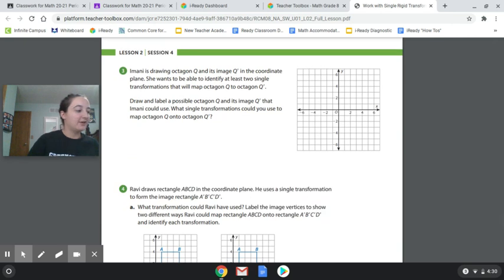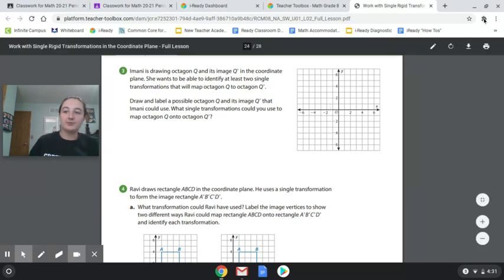So now we are on page 38. So we see that Mani is drawing an octagon Q and its image Q prime in the coordinate plane. And she wants to be able to identify at least 2 single transformations that could map octagon Q to octagon Q prime. So we need to draw and label a possible octagon Q and Q prime that she could use.